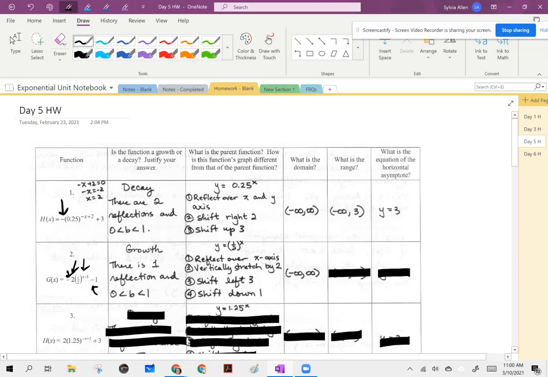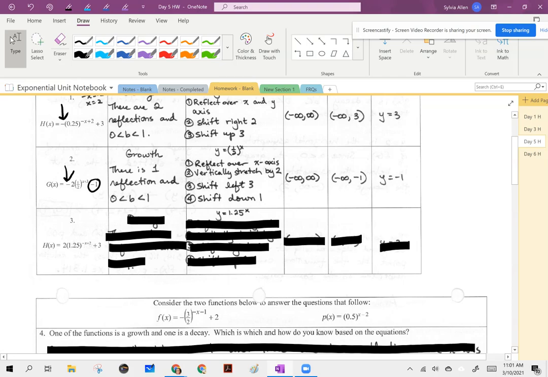Domain, always all real numbers. Let's see, we've got our horizontal asymptote. So the range is either going to be, your graph is actually going to either be above or below that horizontal asymptote. This negative tells you that it's going to be below, so it's negative infinity to negative 1. And the equation is y equals negative 1. Number 3, go ahead and answer all those questions.